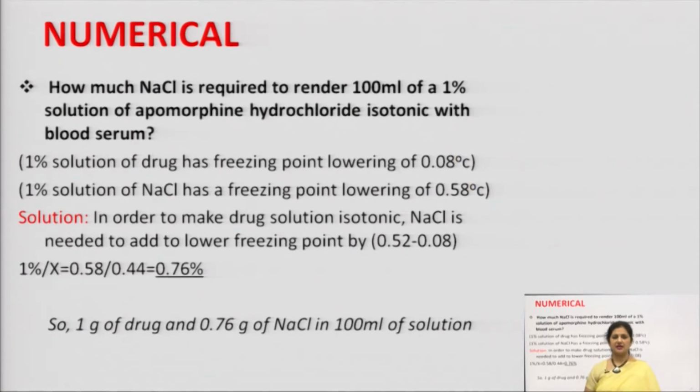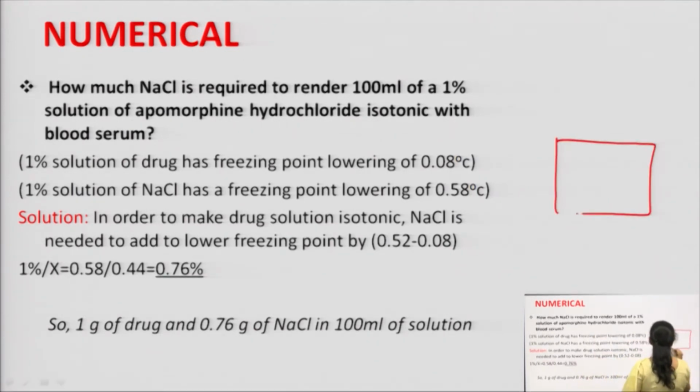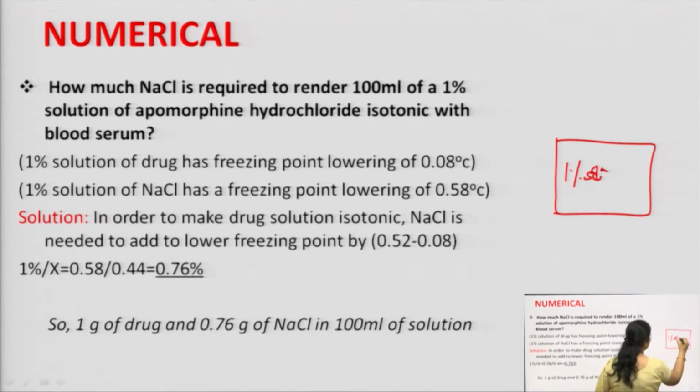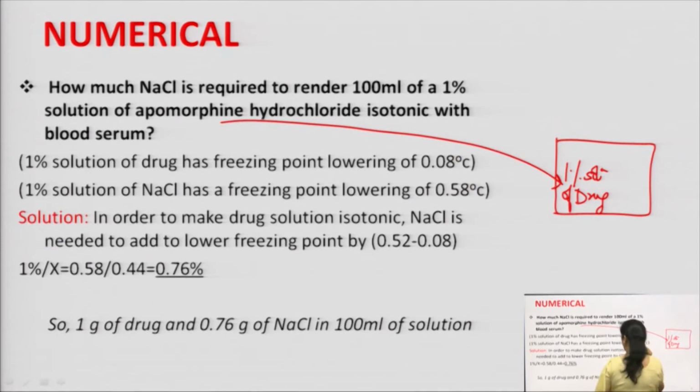The question says, how much NaCl is required to render 100 ml of 1% solution of apomorphine hydrochloride isotonic with blood serum? What is the question about? That there is a solution, right? Now, this solution contains 1% solution of the drug. What is the drug here? Apomorphine hydrochloride, right? What is in this solution? 1% apomorphine hydrochloride. Now, how much NaCl should we add to this so that it becomes isotonic? This is the question. Did you get that?